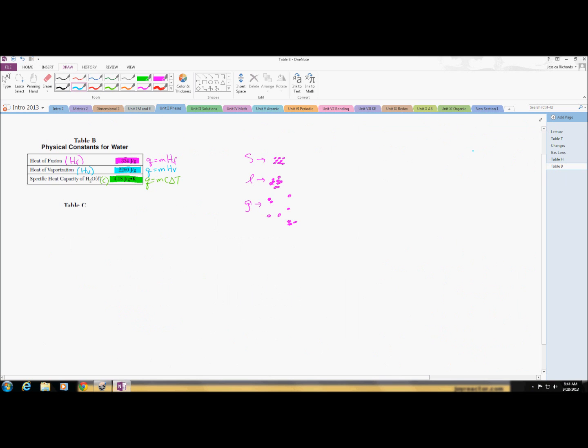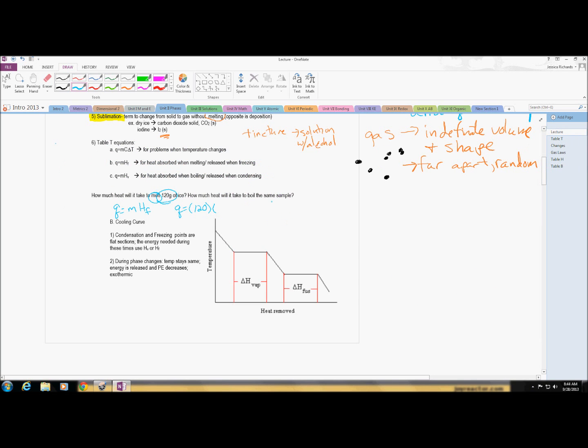And it's 334 joules per gram. The grams will cancel. If we had left the units in, the grams would cancel and we would have joules left. And the units here are joules. Remember, the grams are going to cancel and joules are all we're going to have left.